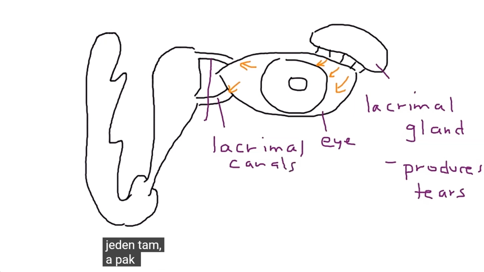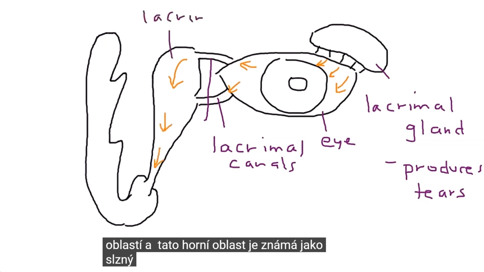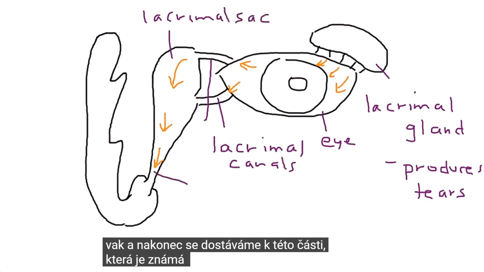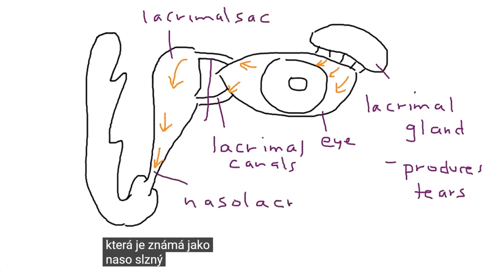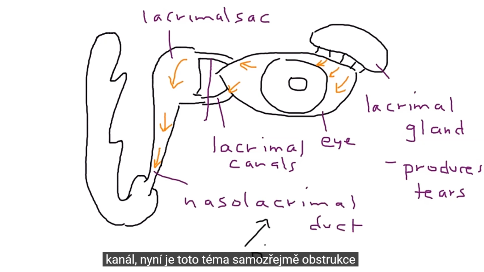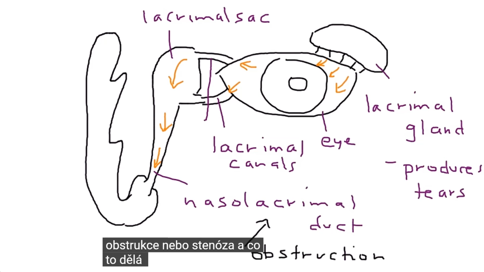And then the tears then flow down through this area, and this top area is known as the lacrimal sac. And finally we get to this part, which is known as the nasolacrimal duct. Now, this topic is of course the obstruction of this, either an obstruction or a stenosis. And what that does is it prevents the proper drainage of the tears into this area.